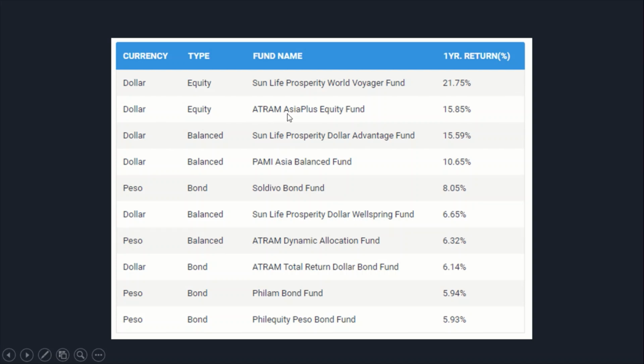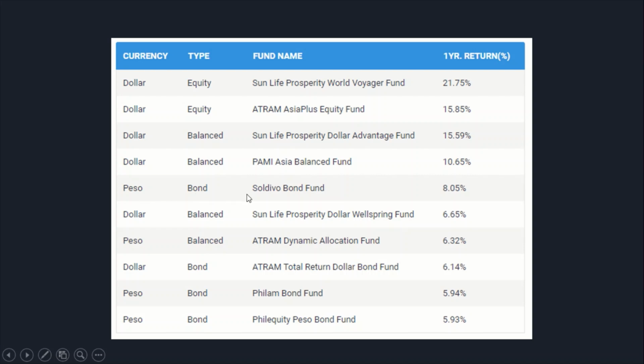And then, Atram Asia Plus, Equity Fund also. Sun Life, this is consistent, no? Yung Sun Life talaga very consistent na nasa top 10 talaga. Again, it's a dollar fund, pero balance. Next, PAMI Asia Balance Fund. We also have, by the way, dahil napaka-cheap ng dollar ngayon, yung palitan ng peso sa dollar, napakaraming nag-i-invest sa dollar ngayon. So, might as well, if you might consider investing in a dollar account in the future, why not? No? Kasi mas mataas talaga yung return.